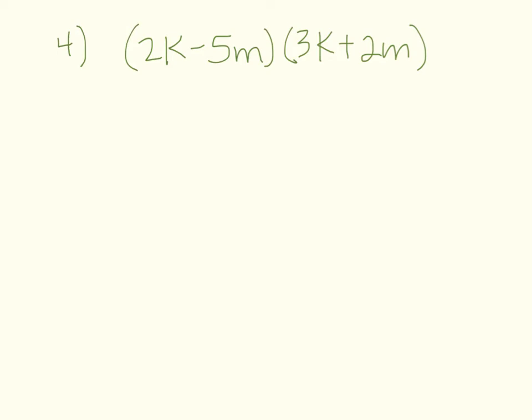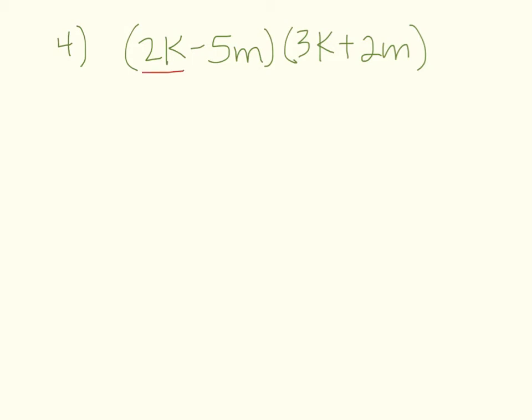Now let's look at multiplying a binomial times a binomial or a polynomial times a polynomial. When you multiply a polynomial times a polynomial, you have to use your distributive property. So basically I need to take this 2k, this first term, times everything in the second set of parentheses, and then I've got to go back and take this negative 5m, or this second term, times everything in the second set of parentheses. So the 2k gets multiplied by everything, and then the negative 5m gets multiplied by everything. And that's how you multiply polynomials.